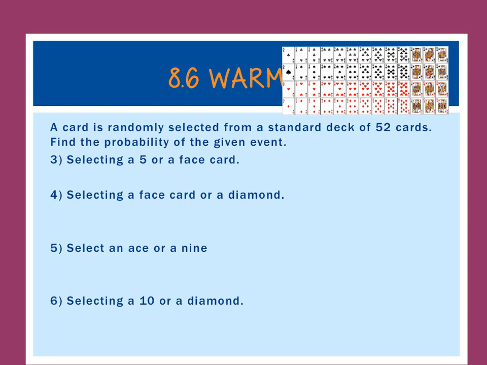Is it possible to get a 5 and a face card? No, so I'm going to do the probability that it's a 5 plus the probability that it's a face card. So what's the probability that I pick a 5? 4 out of 52. How about a face card? 12 out of 52. And then we add them together, 16 out of 52, which is 8 out of 26, or 4 out of 13. Questions on that one?